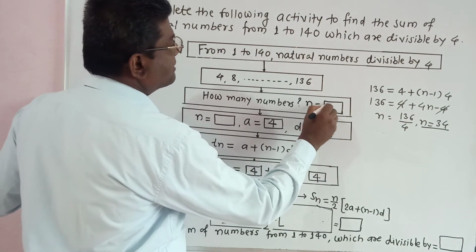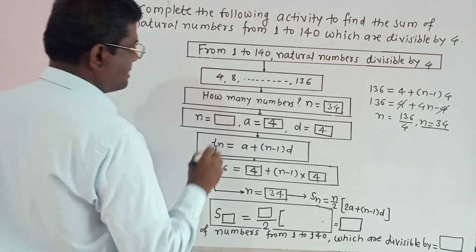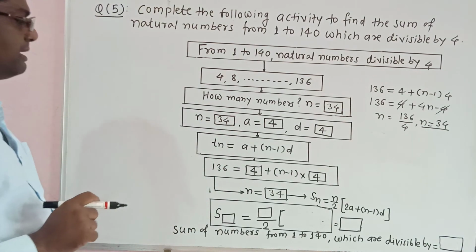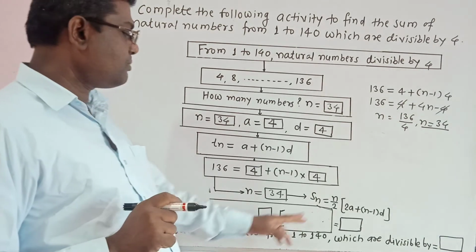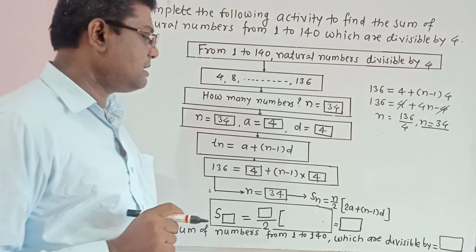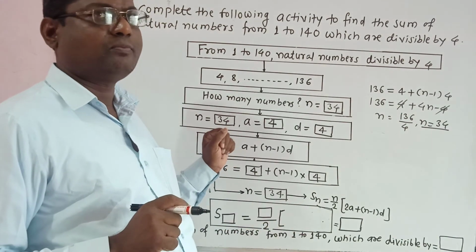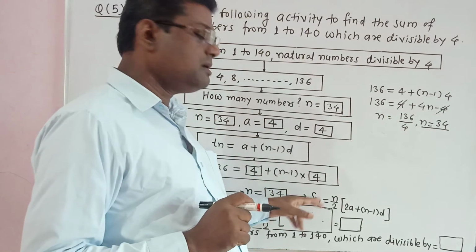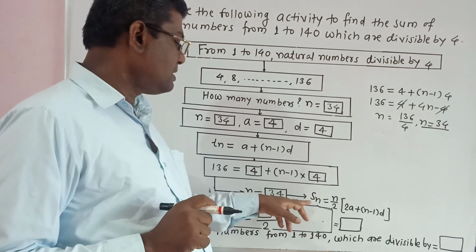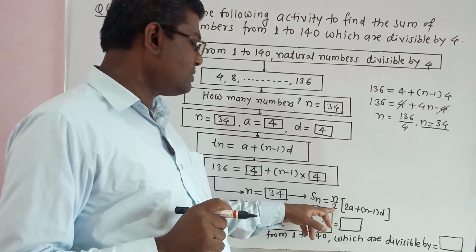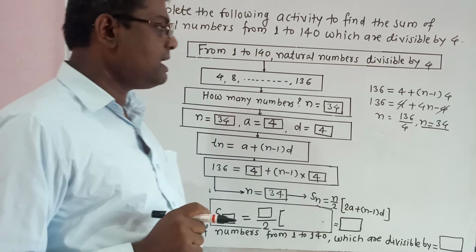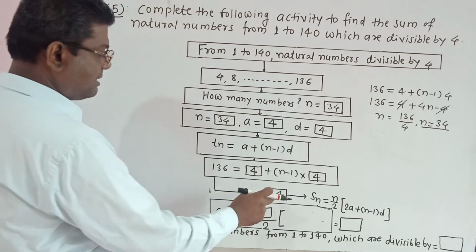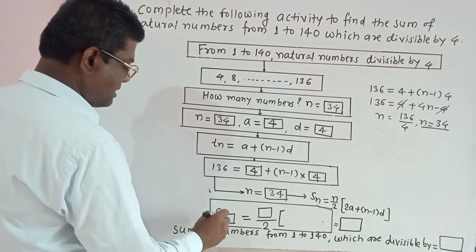Therefore we write here also 34 and here also 34. Now we have to find this sum. Therefore we write the formula for Sn. Sn is the sum of n terms of AP. That is Sn is equal to n upon 2 in bracket 2a plus n minus 1 into d. Here n is 34.